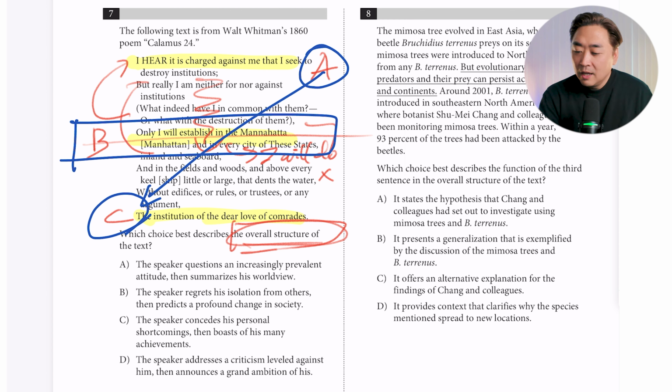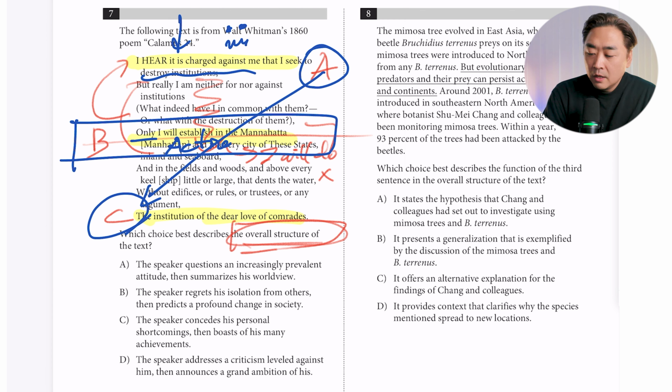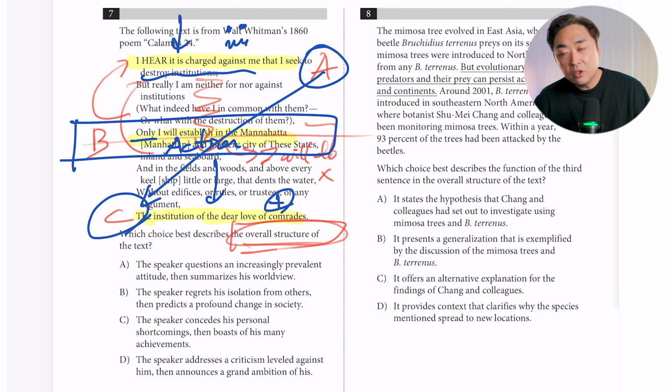So I go, hey, I was charged of something and I'm pretty mad here, right? Only I, which is extreme, hey, you charging me of something, but only I will do this, I will establish this. So this is action. And then it ends in a positive, the institution of a dear love of comrades. Okay, cool.